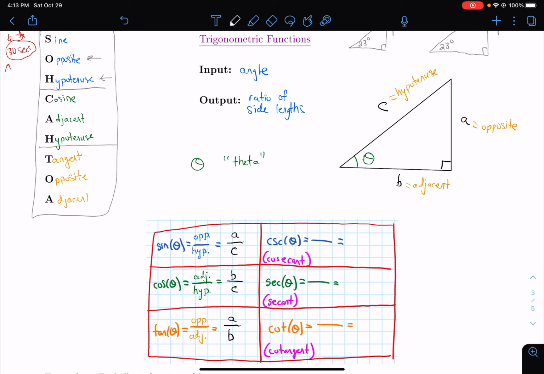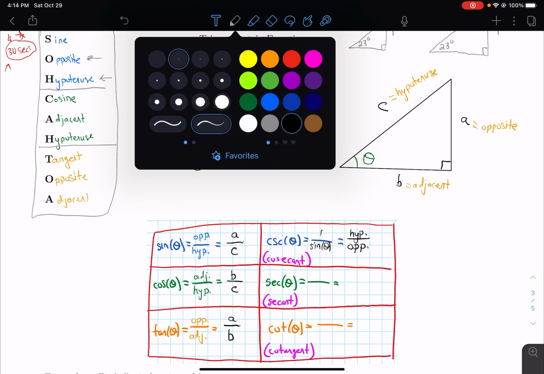Okay, so typically when you first see trig functions, these are the first 3 trig functions that you'll learn about: sine, cosine, and tangent. There are 3 other trig functions called cosecant, secant, and cotangent, and those are just the reciprocals of the first 3. So cosecant is going to be 1 over sine theta. It is the reciprocal of sine. Sine is opposite over hypotenuse, which means cosecant is hypotenuse over opposite. Similarly, secant is the reciprocal of cosine.